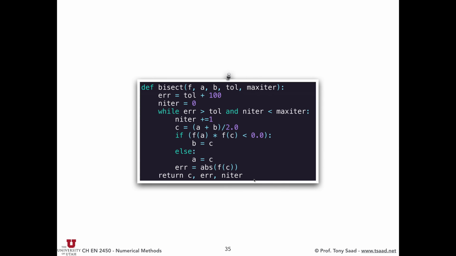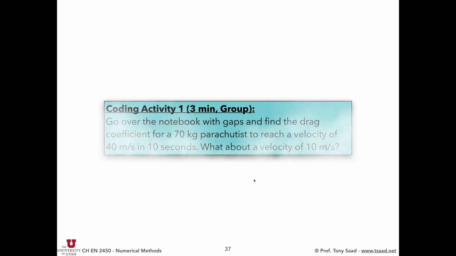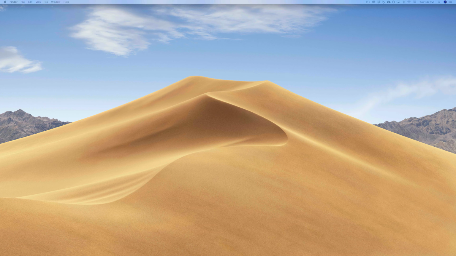Okay. Before we get to root finding in Python, let us open up the Jupyter notebook with gaps for the parachutist and find the drag coefficient for a 70 kilogram parachutist to reach a velocity of 40 meters per second in 10 seconds. And then I'm asking you to find the drag coefficient for a velocity of 10 meters per second.